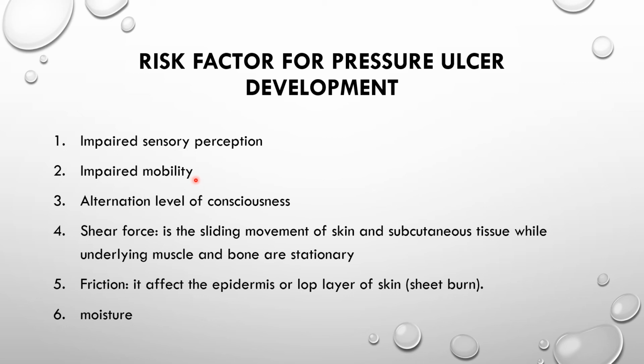For example, an obese patient is not able to move their extremities, so that can lead to a pressure ulcer. Third is alteration of the level of consciousness, meaning a patient is confused or has a mental disorder, which can also lead to a pressure ulcer.